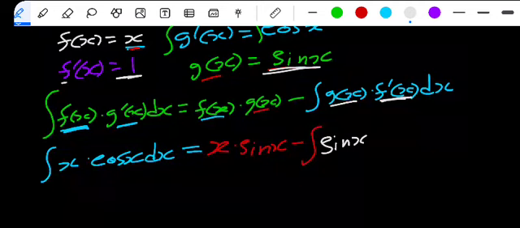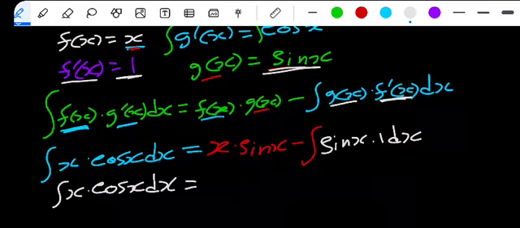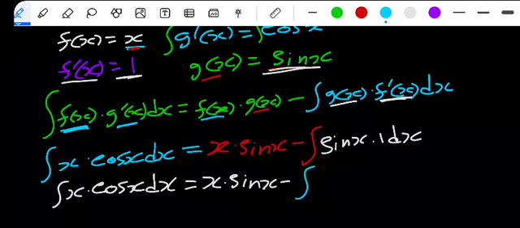Here it's f prime multiplied by 1 dx. So the left hand side, we leave it as it is, because it's what we were supposed to evaluate. Then here we're left with x multiplied by sine x, minus the integral of sine, since sine multiplied by 1 is simply sine. If you integrate sine, you'll have a negative cos.